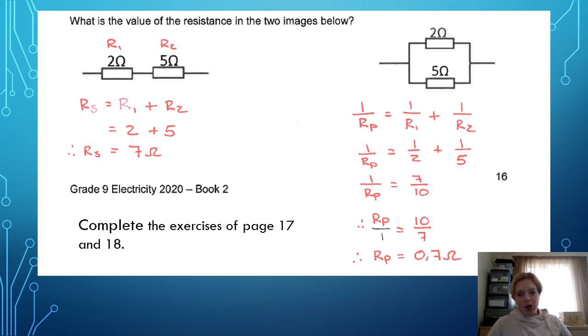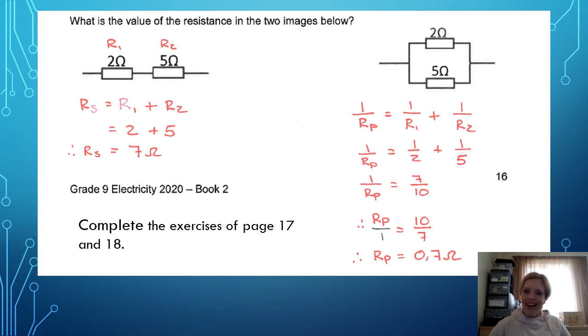So this is the bottom of page 16. The first image shows resistor 1 and resistor 2. The first resistor is 2 ohms, the second resistor is 5 ohms. Very simple resistance in series. It's going to be 2 plus 5. My resistance is going to be 7 ohms. So please write that in.